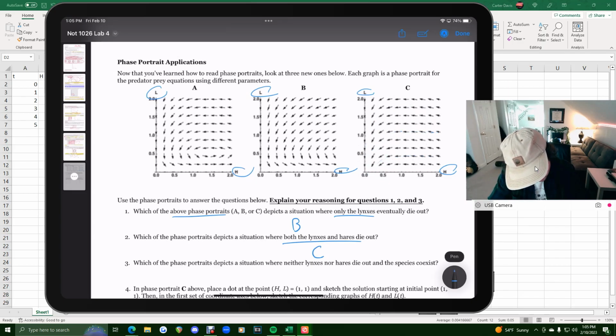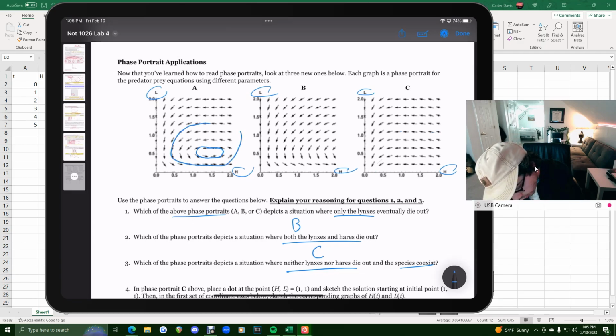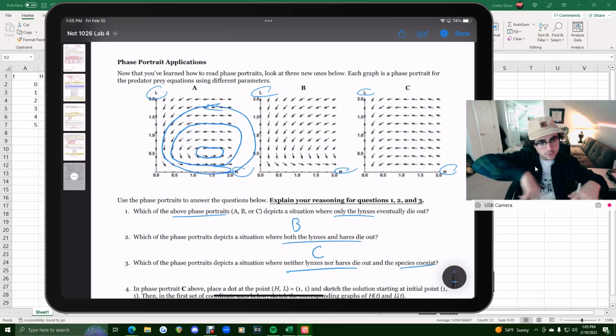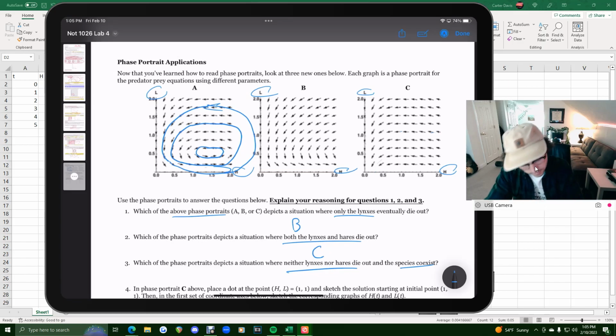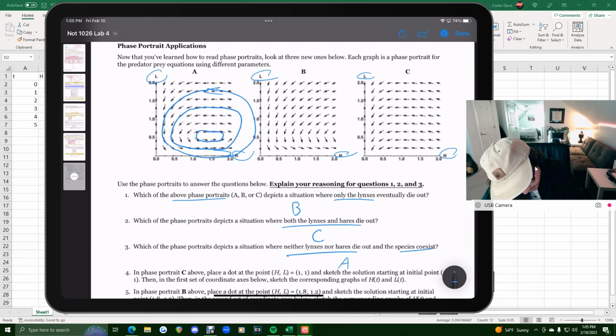All right, number 3, where neither lynxes nor hares die out and the species coexist. So that must be graph A. An easy solution would be like this little ring here. And even if you go a little wider, these just circle back around. It's hard to tell what's going on in the x-axis, but I imagine there are arrows that just keep it flowing in a circle, so the lynxes and hares never die out and just exist together, right? So I'm going to call that A.